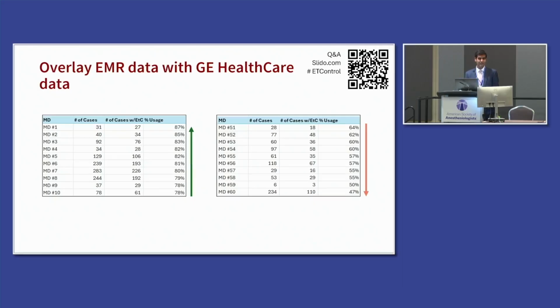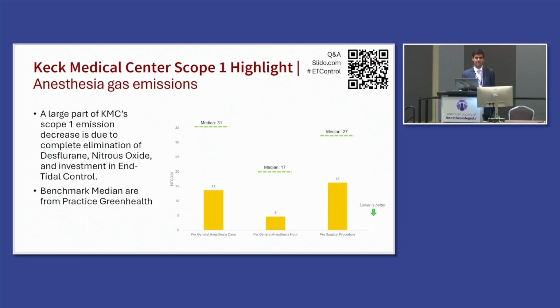The other part that was a big deal for us, and this is one of the stories that gets shared with our C-suite, is comparing us to other institutions. This is the data from Practice Greenhealth. We report to them, so they share some of the data of similar types of institutions when it comes to emissions, looking at anesthesia emissions per anesthesia case or per surgery hour. On the column there, you see the metric tons of CO2 emissions. The median is where other institutions are. The yellow is where Keck is.